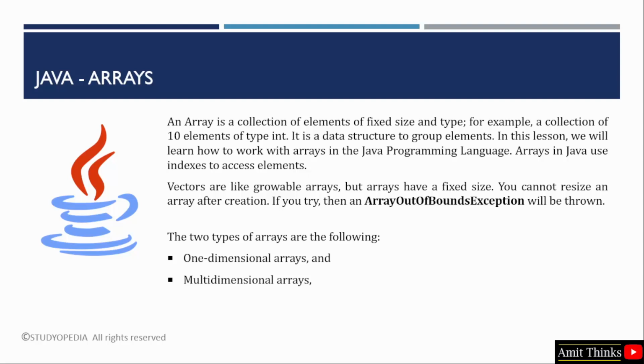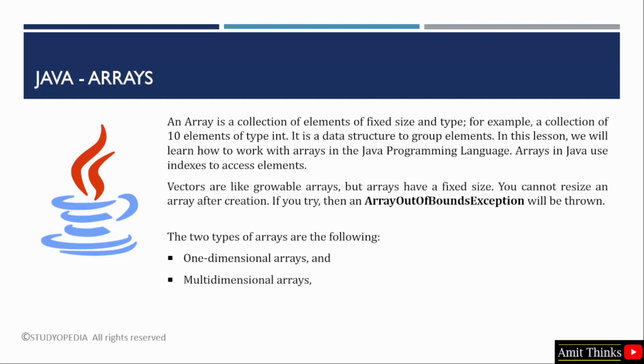I just told contiguous memory. So, an array stores multiple values of the same type in contiguous memory locations, which enhances performance for sequential access. You can also relate arrays with vectors, but vectors are like growable arrays. I just told that once declared, the size of an array cannot be changed, but vectors are like growable arrays. Okay. You cannot resize an array after creation. If you do that, you'll get an array out of bounds exception.